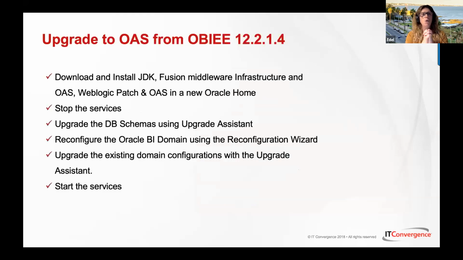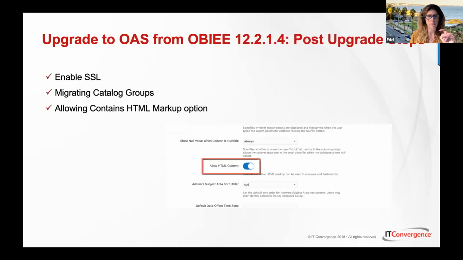When you have downloaded and installed the JDK, the Fusion Middleware Infrastructure, WebLogic, and OAS in a new Oracle home, you stop the services, upgrade the RCU schemas using the upgrade assistant, reconfigure the Oracle BI domain using the reconfiguration wizard, and upgrade this domain. Then start the services, and you need to do some post steps.